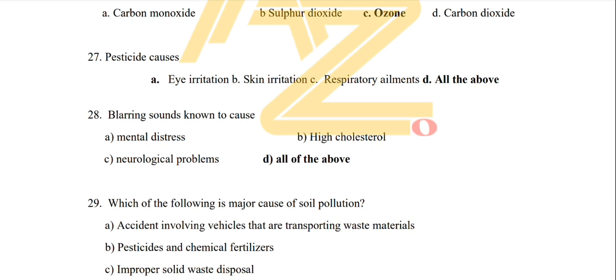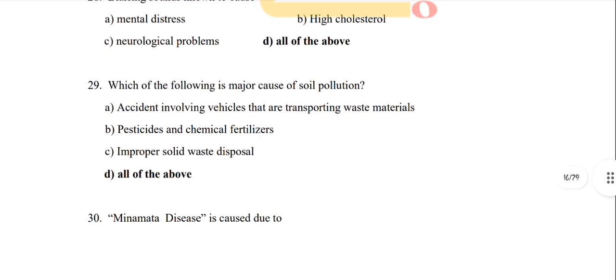27th question, pesticides cause all the above: eye irritation, skin irritation and respiratory ailments. 28th question, noise is known to cause all the above: high cholesterol, mental distress, neurological problems. 29th question, which of the following is a major cause of soil pollution?